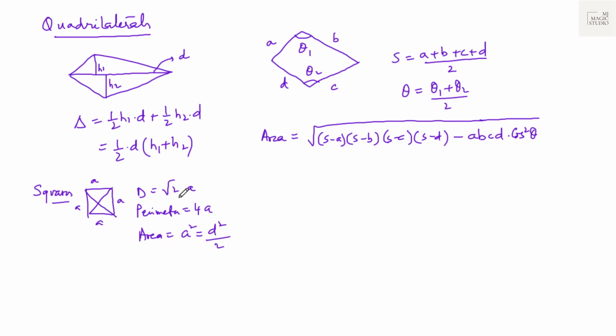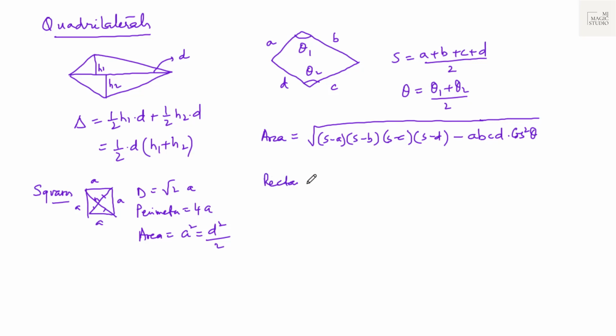If you know the diagonal is root 2 times a, square it up, it becomes 2a square, divided by 2 will give you a square. And we know that diagonals intersect each other at 90 degrees and they bisect each other. That is what we mean by intersect each other.